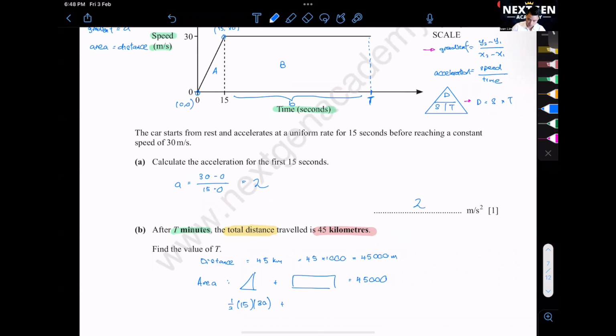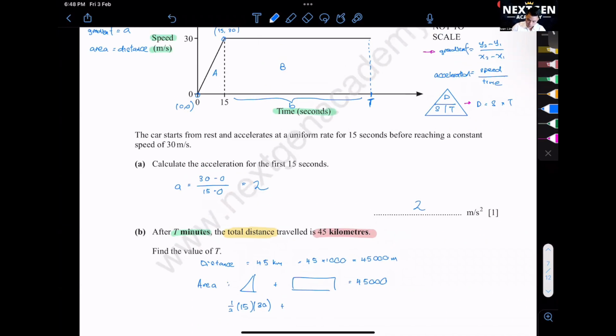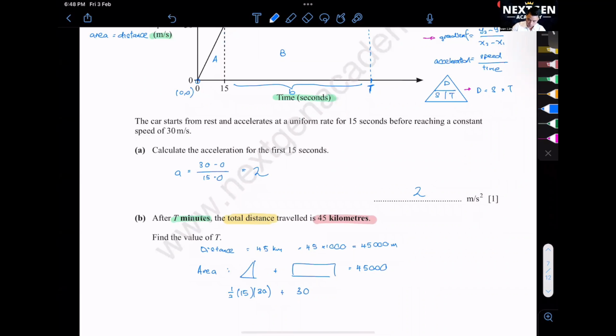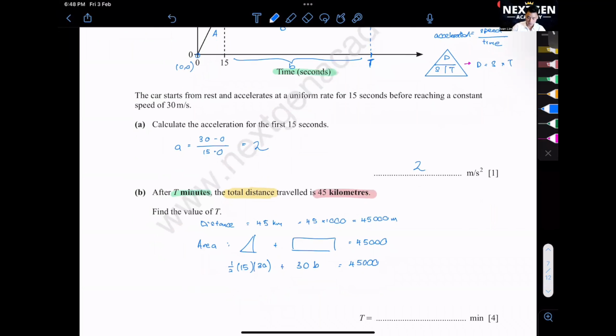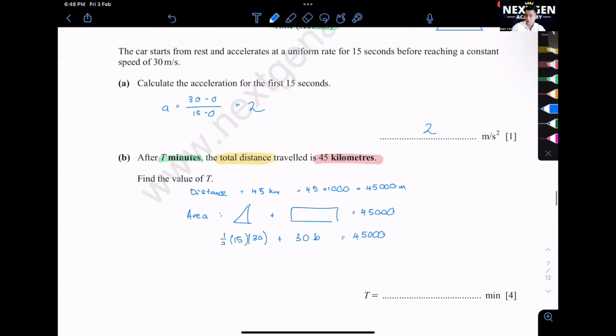30 plus 30 times b equals to 45,000. Okay, triangle, you got it? 225 plus 30b equals to 45,000.